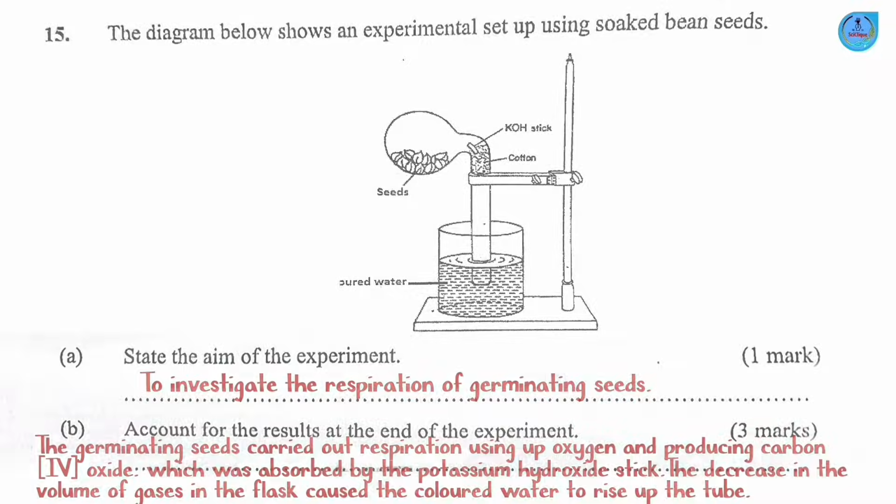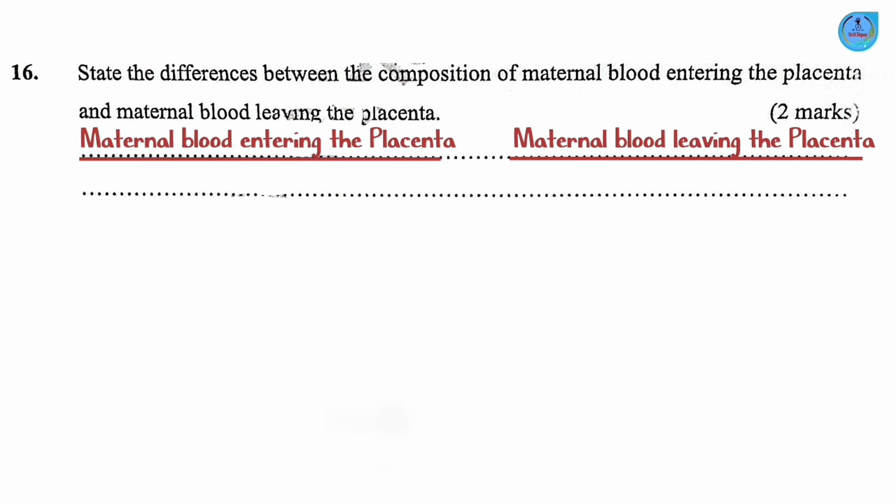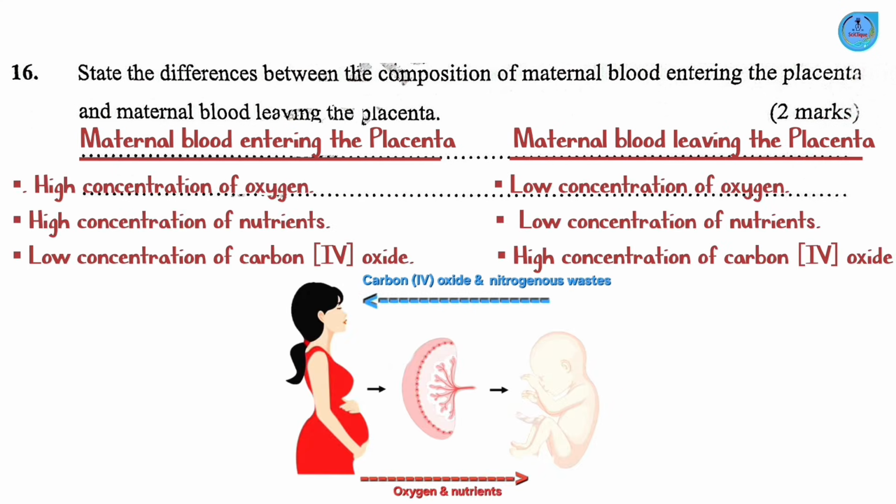Okay. Moving on to question number 16. State the differences between the composition of maternal blood entering the placenta and maternal blood leaving the placenta. Okay, so entering the placenta, the maternal blood is going to have a high concentration of oxygen. It's also going to have a low concentration of carbon dioxide and any nitrogenous waste, and it's also going to have a high amount of nutrients. Okay, these of course are going to be supplied to the fetus.